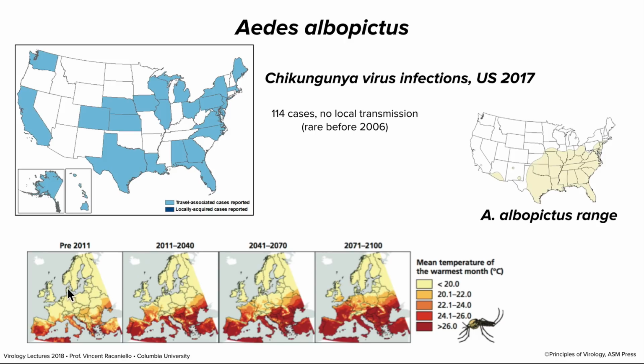By the way, at the bottom here is a chart predicting the increased temperatures in Europe starting before 2011 and going into the future. And you can see the warm climates moving farther and farther north. And as this happens, the range of these mosquitoes will increase as well. And that will increase the area where this infection is transmitted. And this is just one virus. Think of all the other mosquito-borne viruses whose range will increase globally as the planet warms and the mosquito range increases as well.